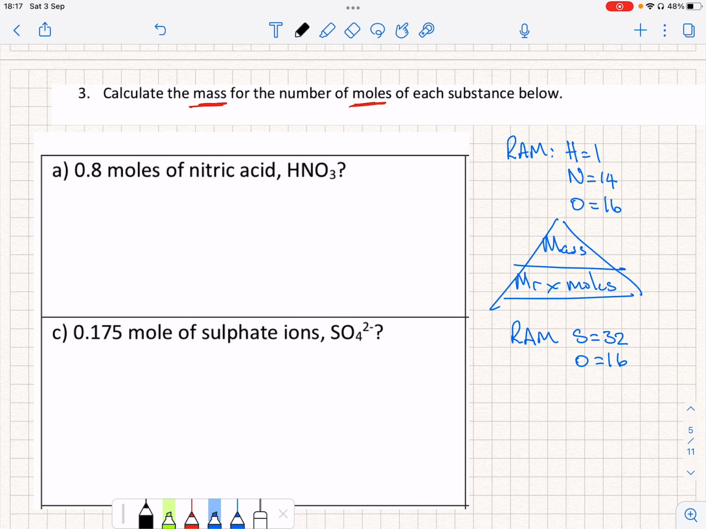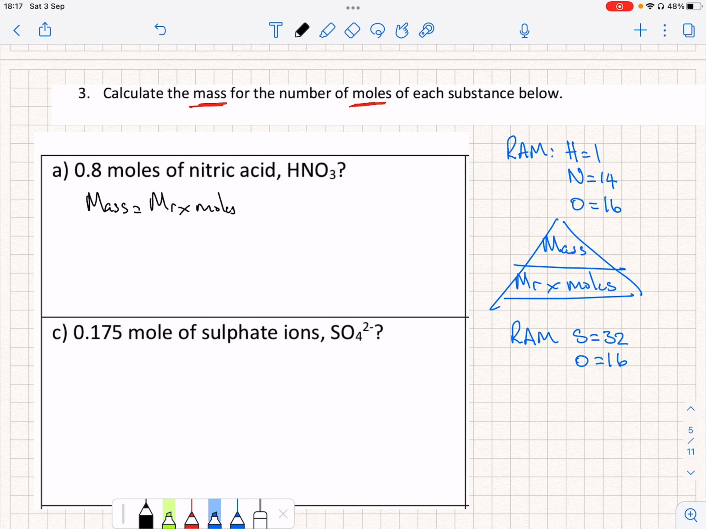So this first question wants us to work out the mass. So I'm going to write down that the mass equals, come back to my triangle. If I'm finding mass, it equals Mr times moles. So write that down, always write that out. That's going to help us reduce the chance of mistakes.